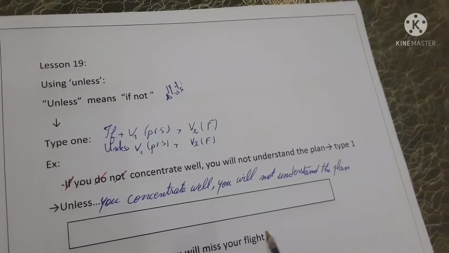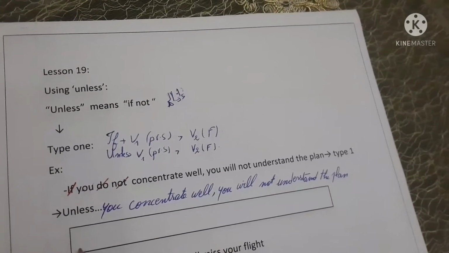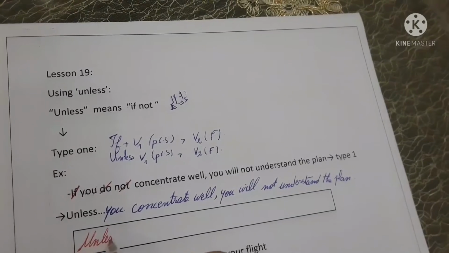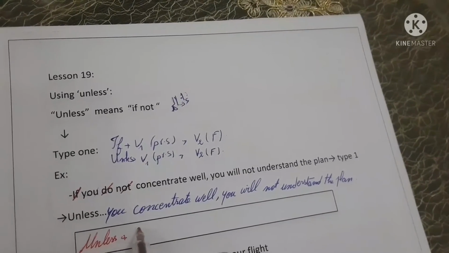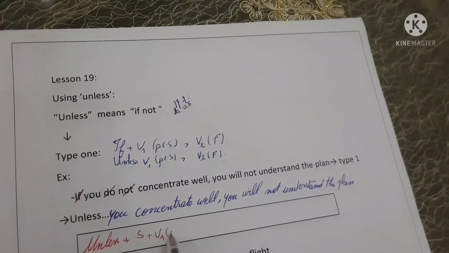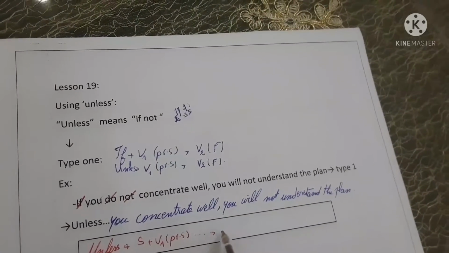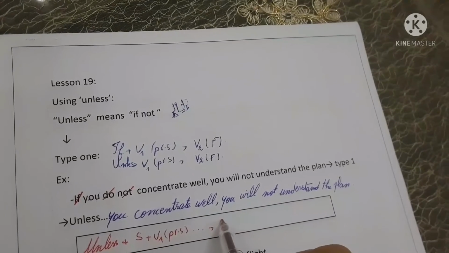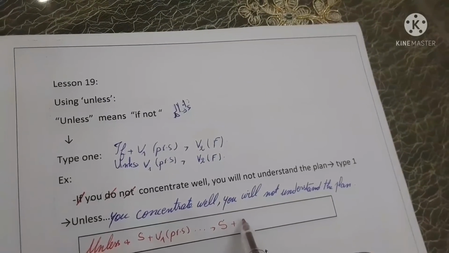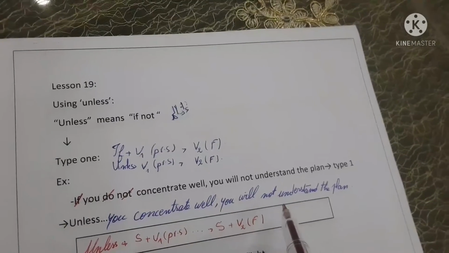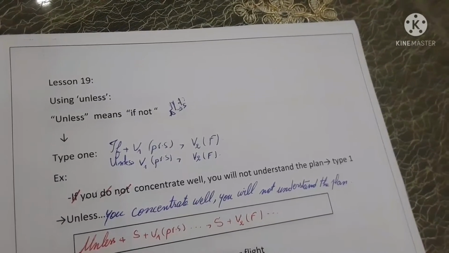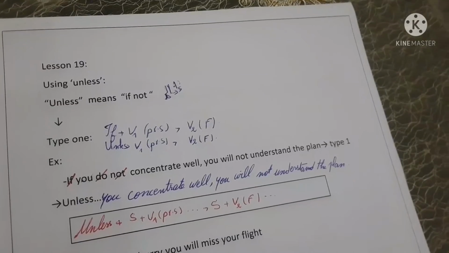Let's write the rule. Unless plus subject plus the first verb in the present simple, the other details of the sentence, plus subject plus verb number 2 in the future, which means will, plus the verb in the infinitive and the other details of the sentence.